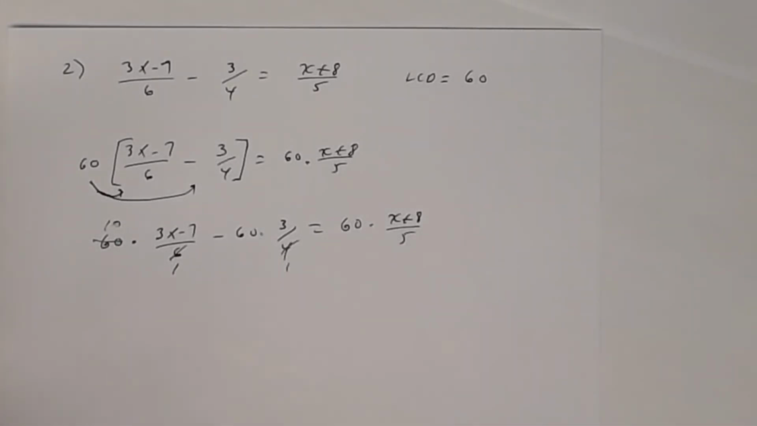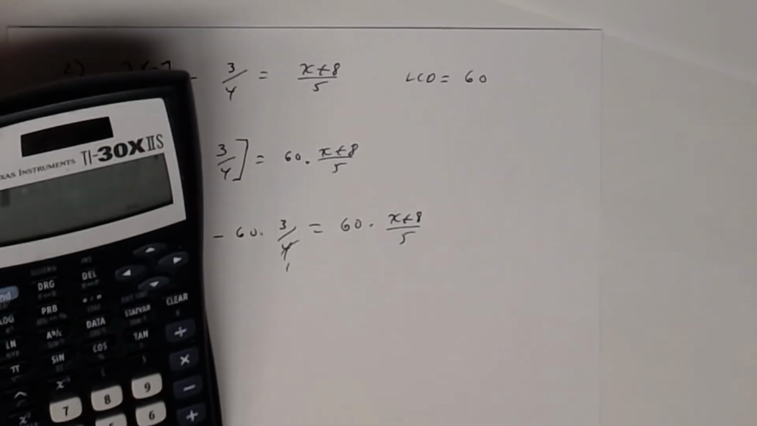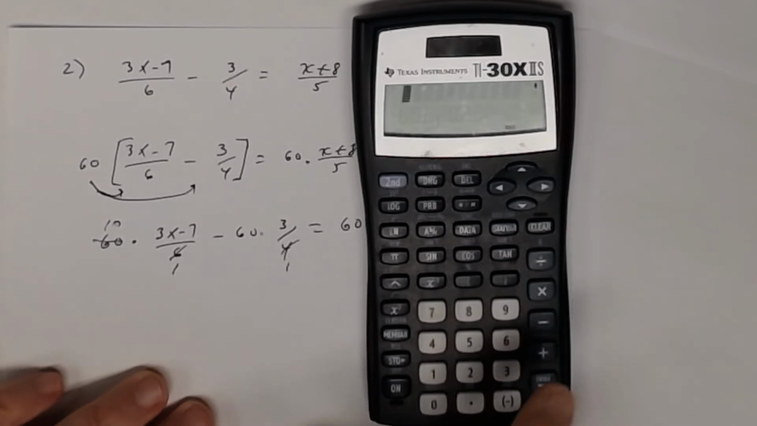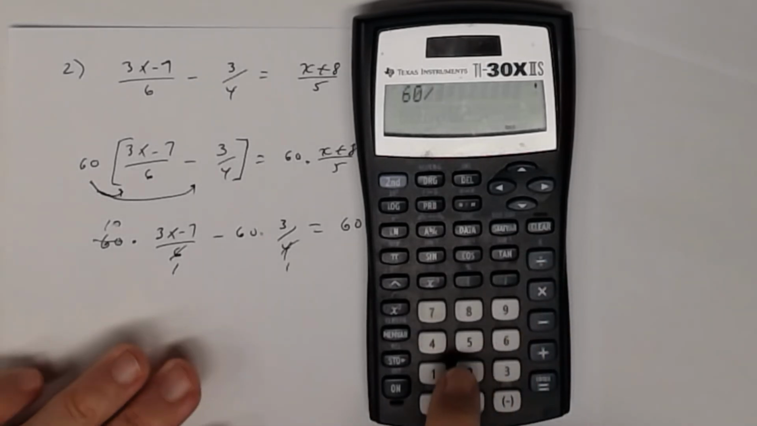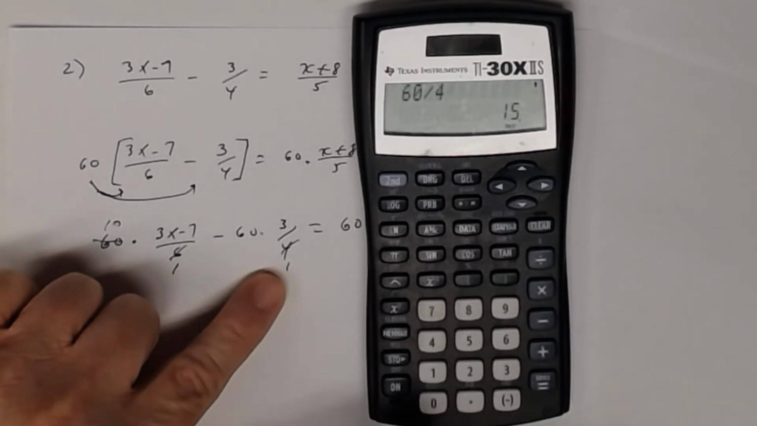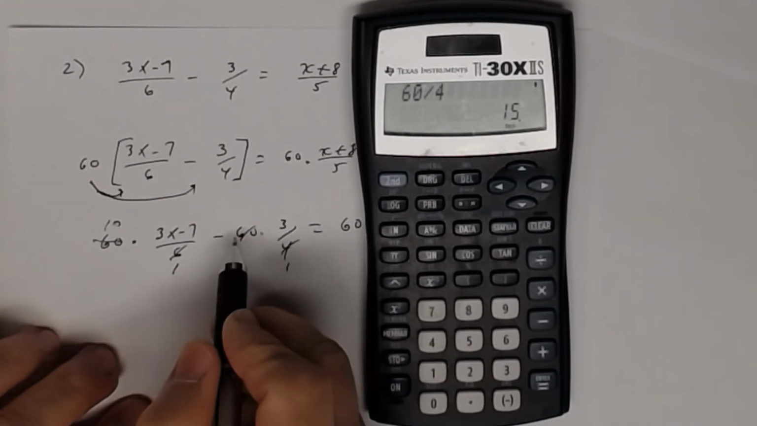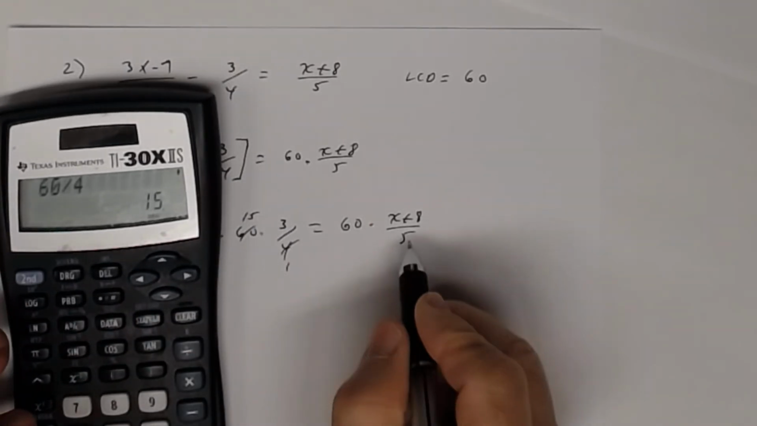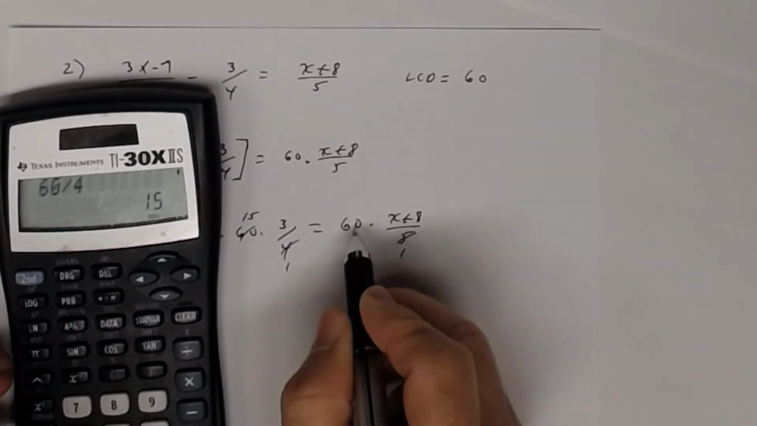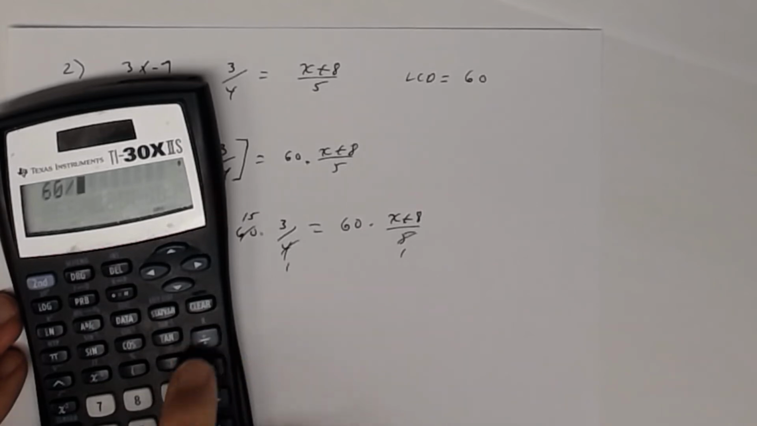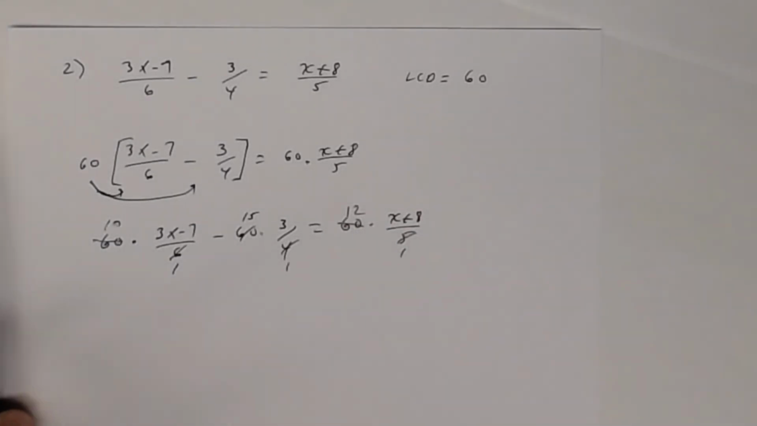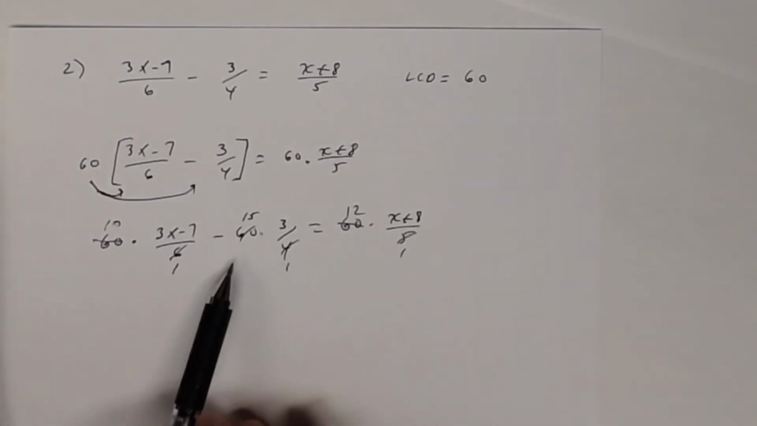60 divided by 4, use your calculator if you have to. 60 divided by 4 is 15, so I get 15 here. And over here, 5 divided by 5 is 1, and 60 divided by 5 is 12. All right, so that's what I have. Let me make sure.